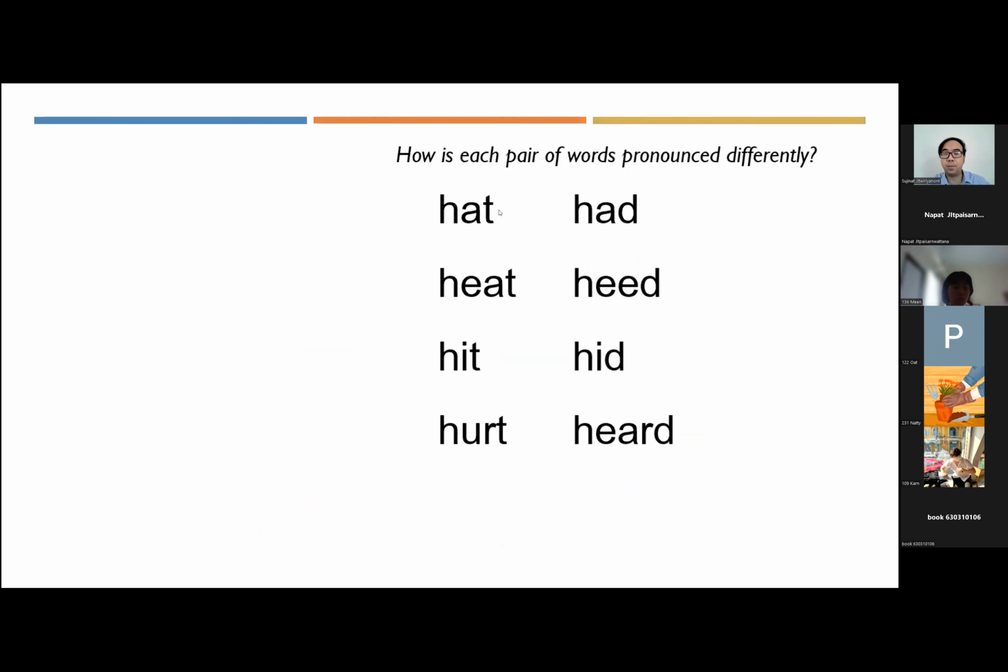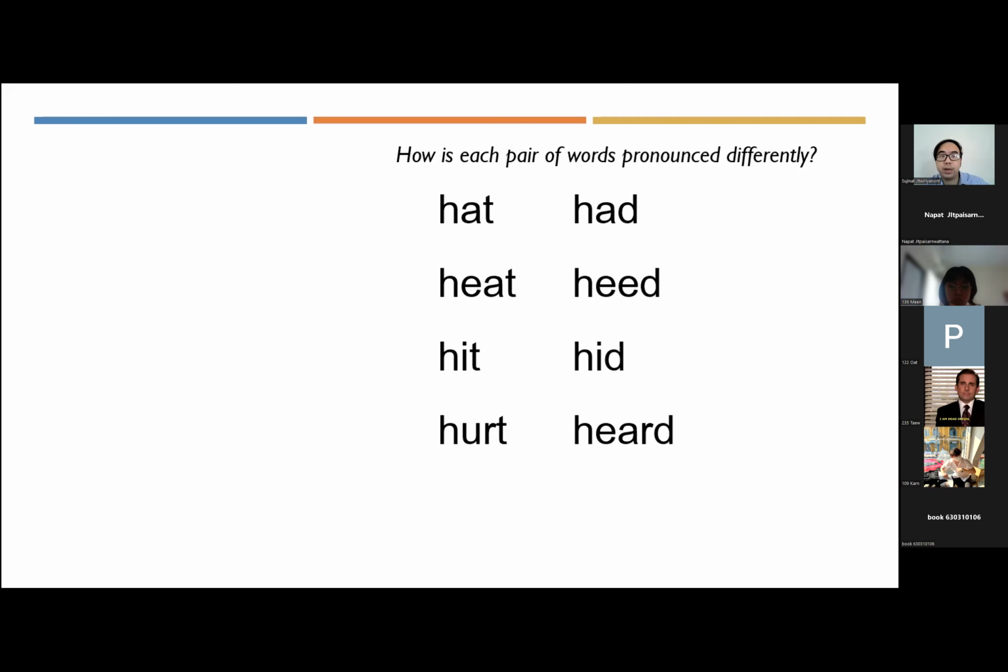And next, what about each pair of these two words? Can you pronounce these sets of words differently? Chat, the class. Tao, can you pronounce each word in order? Had, hit, heard. Please. Had, hit, heard. Good, excellent.